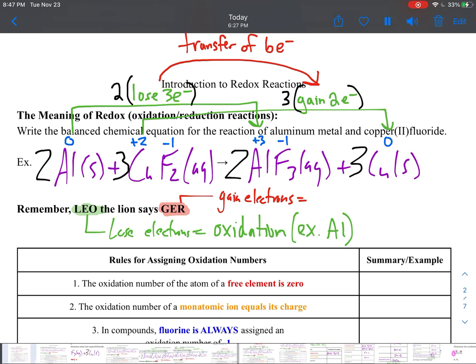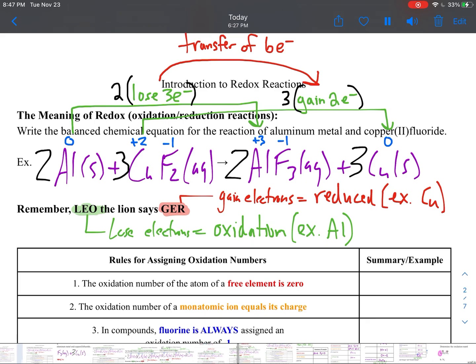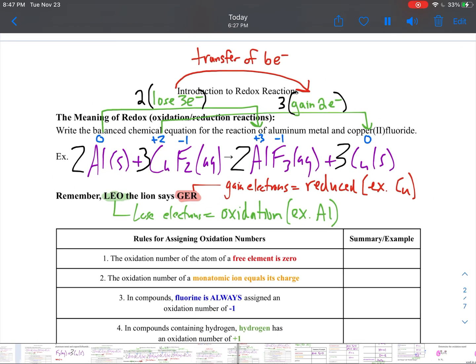So gain electrons, this is the GR of Leo the Lion says GR. Gain electrons is reduced, and the example here is our copper was just reduced. Does that mean copper is always reduced? Nope, sometimes copper can be oxidized, but in this example, it's reduced. Okay, so that was our first redox reaction, reduction oxidation.